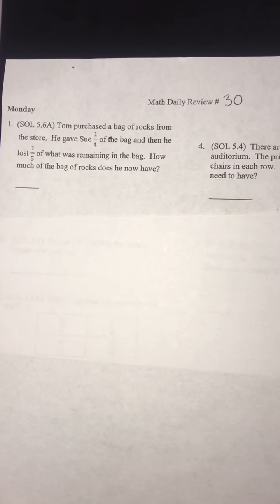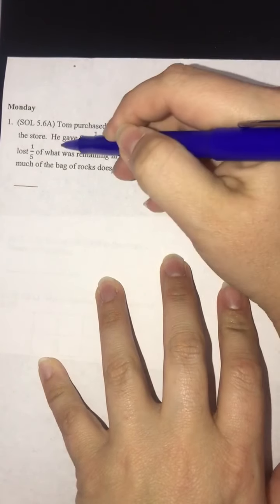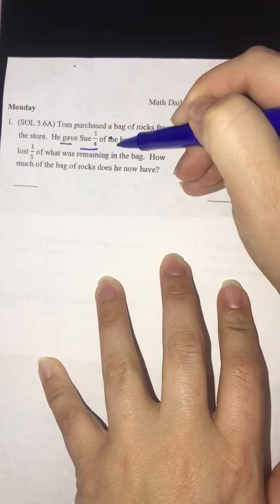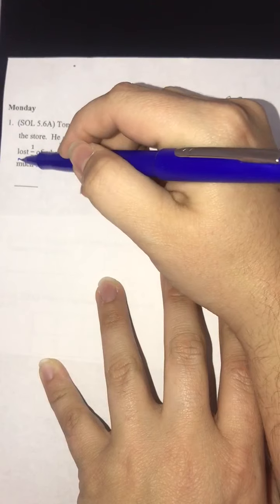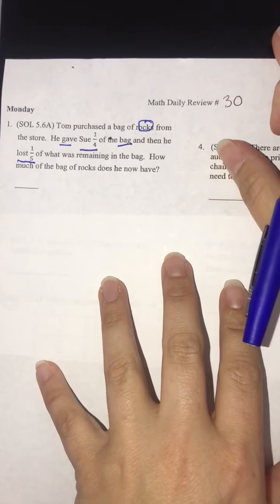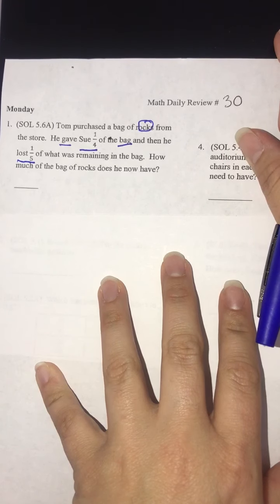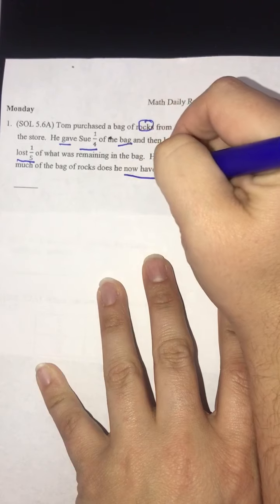We are going to do number 1 together. Number 1 says, Tom purchased a bag of rocks from the store. He gave Sue 1/4 of the bag, and then he lost 1/5 of what was remaining in the bag. How much of the bag of rocks does he have now?